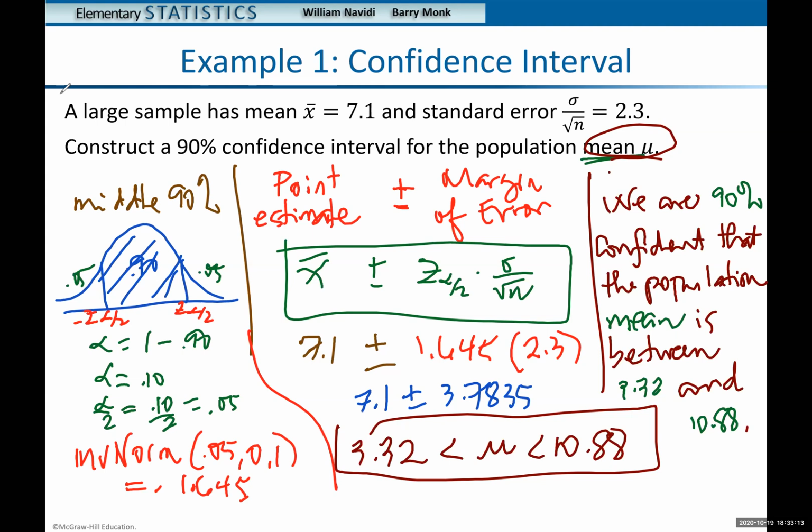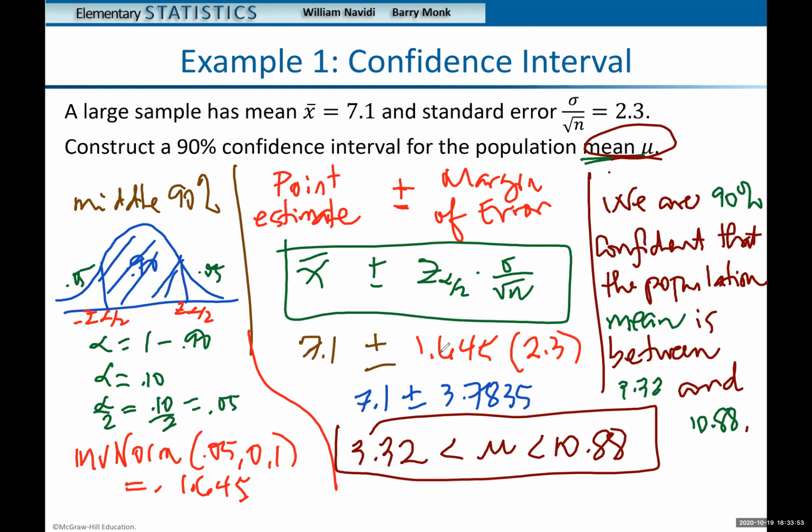To show it, you just have to separate it. 7.1 minus 3.7835, you will get 3.32. The next, 7.1 plus 3.7835. You just have to solve it separately. So there's no such thing as 7.1 plus or minus 3.7835 as one step.